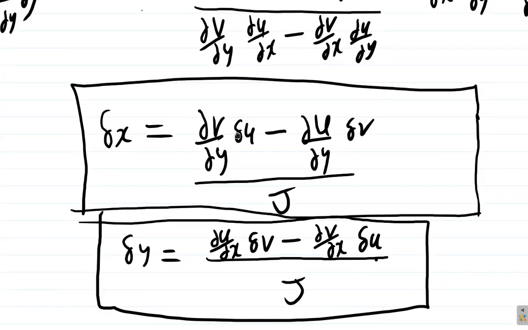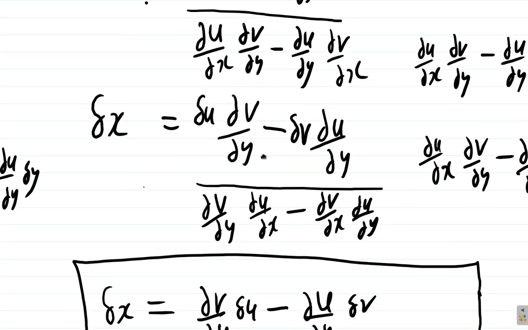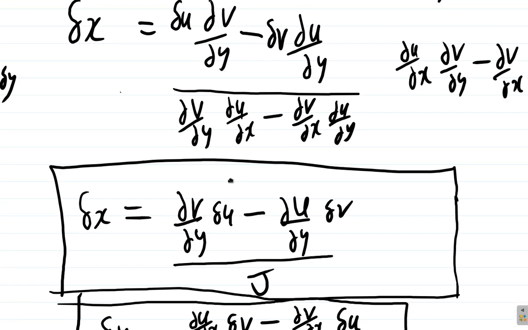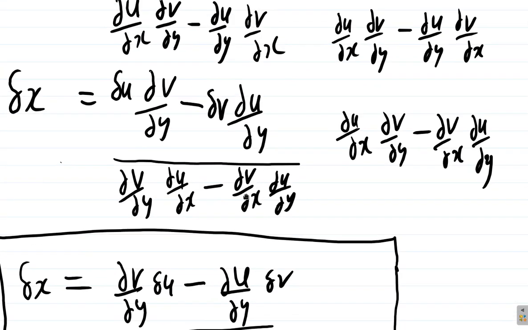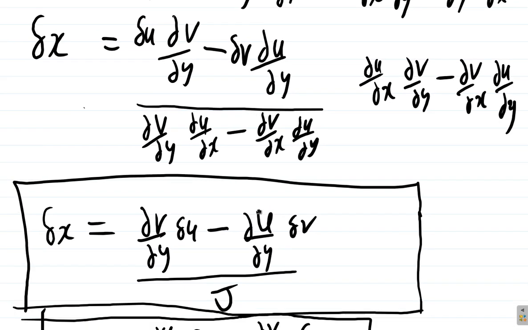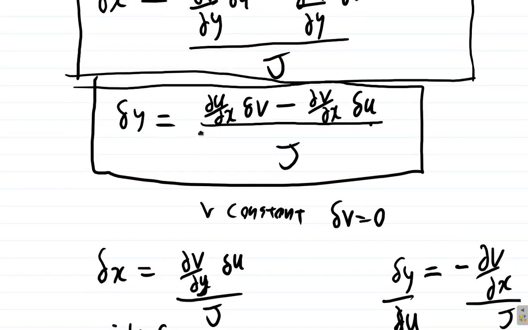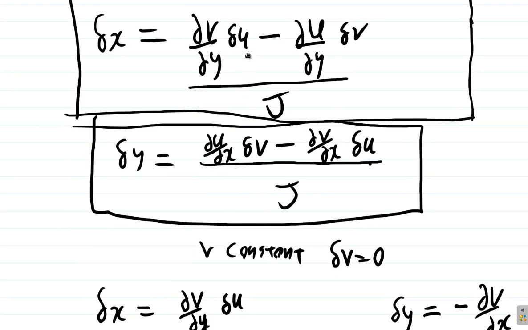So this is delta V by delta Y, right? Because before it was delta V by delta Y. That's what it should have been. So it's delta U times delta V by delta Y minus changing V times delta U by delta Y, over the Jacobian, right? So this goes to 0. This becomes del X would be del V by del Y and delta U.